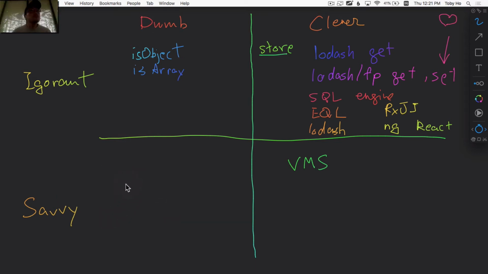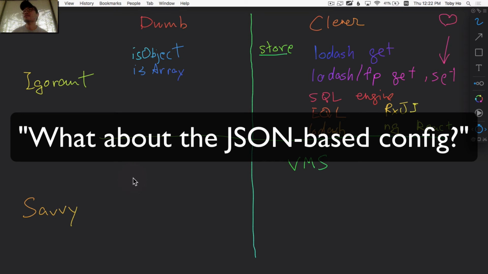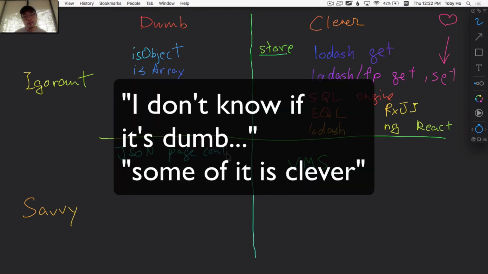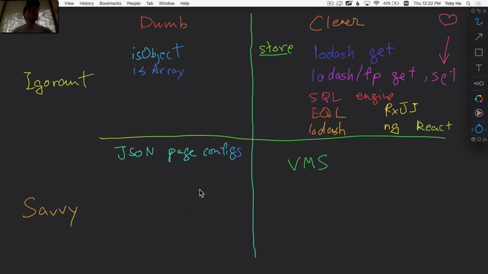Some examples: a screen in our app that's very straightforward. Do we have any of those? Would the JSONs be like that? The page config screens, like the JSON configuration, if we call that code. I don't know if it's dumb. Some of it is clever. The way that it works is the JSON code, not the engine that makes the JSON code work. So just the JSON code. That is an example of dumb and savvy.